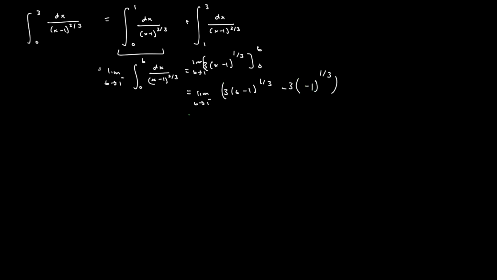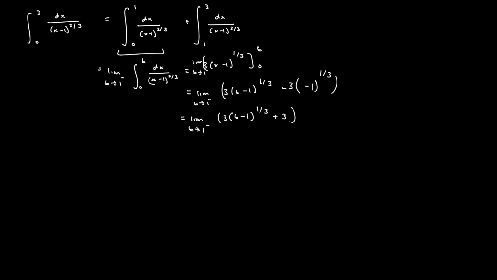Therefore, simplifying all of this, we get the limit as b tends to 1 from the left side of 3 times (b minus 1) to the 1/3. And then (negative 1) to the 1/3 is simply negative 1. And negative 1 times negative 3 is 3, so we get a plus 3 here.